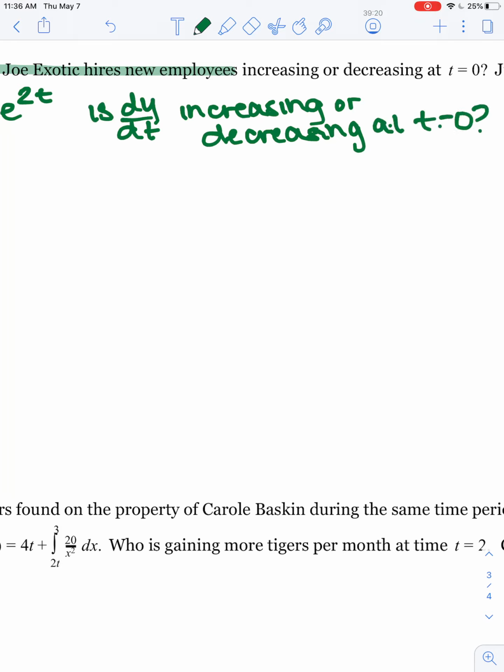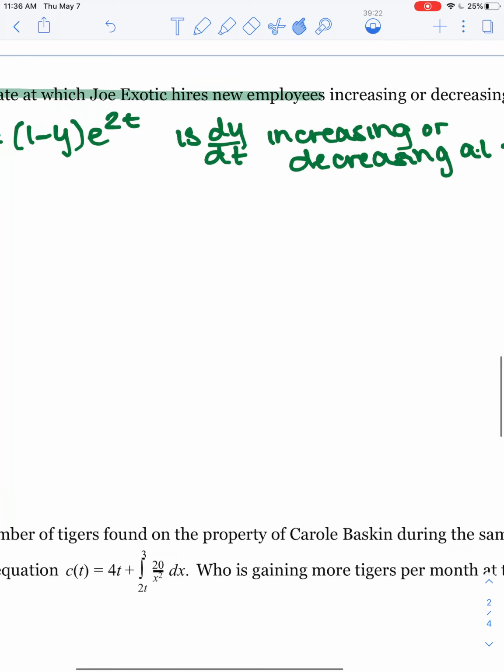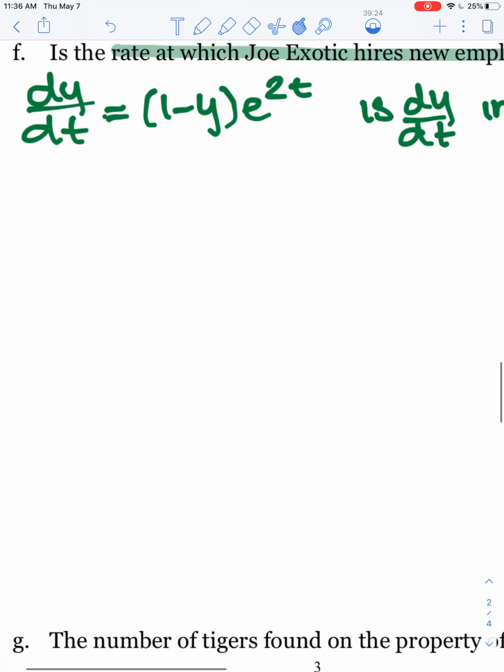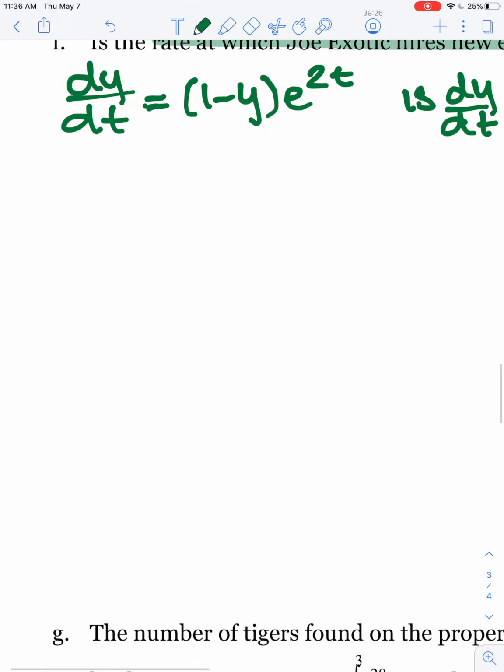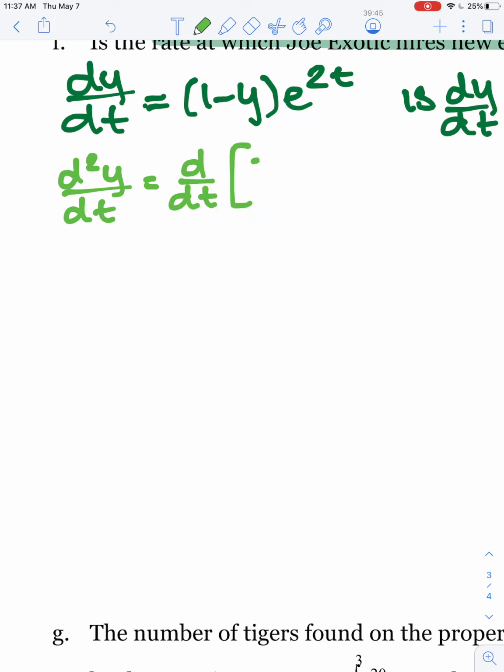at t equals 0. And anytime we analyze whether or not a function is increasing or decreasing, we need to look at its derivative. So this question is actually asking us to calculate and analyze the second derivative of y, d/dt of dy/dt. Okay, so we need to take the derivative d/dt of the right-hand side of this product, 1 minus y times e to the 2t.